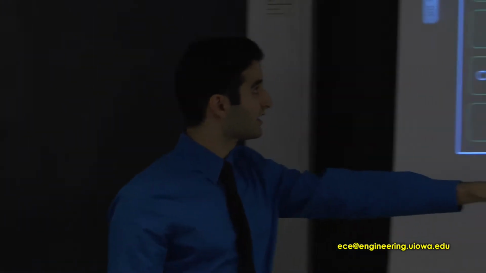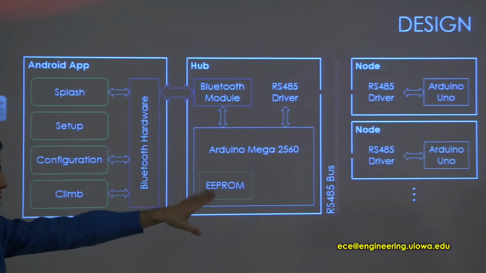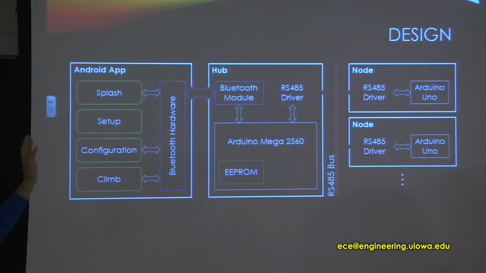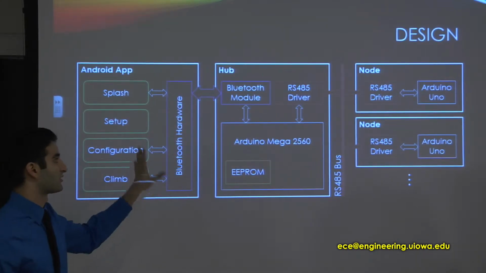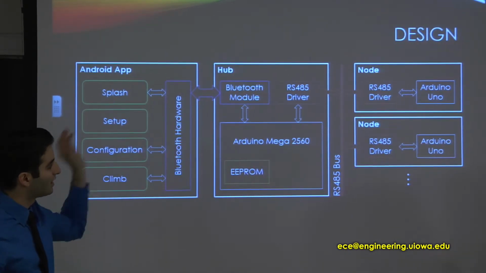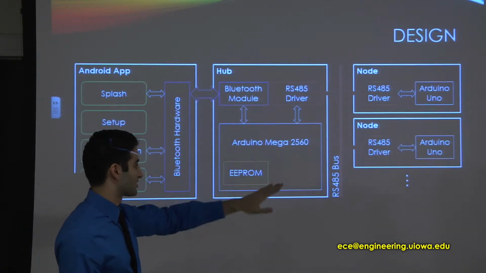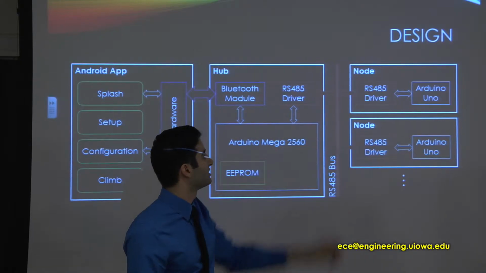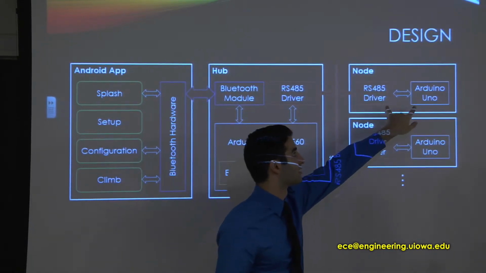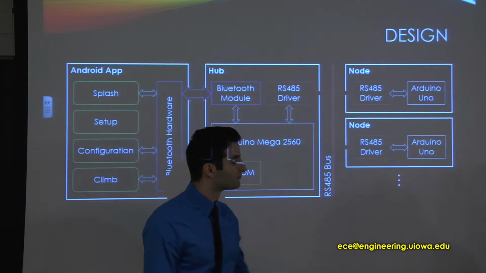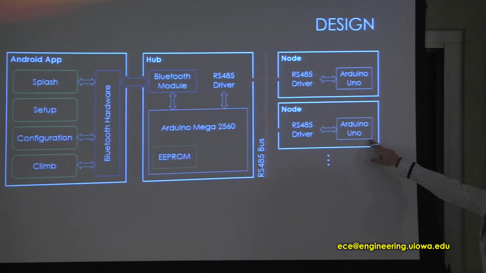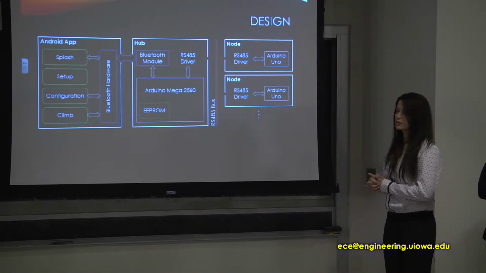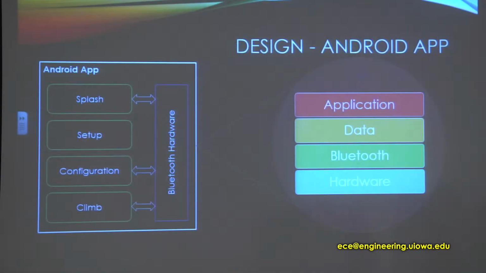So this is just the basic overlay. We have the app, the hub, and the nodes. The splash, setup, configuration, and climb, these are all the pages involved in the app, and the Bluetooth hardware that communicates with the Bluetooth module in the hub. And then you have the Arduino Mega, which is the hub with its own EEPROM, that communicates via RS-485 bus to each node, which has two holds again, and each Arduino node. There's also an EEPROM in each of the nodes to store what routes they belong to, which you'll see later.